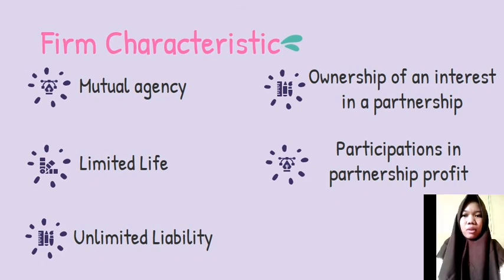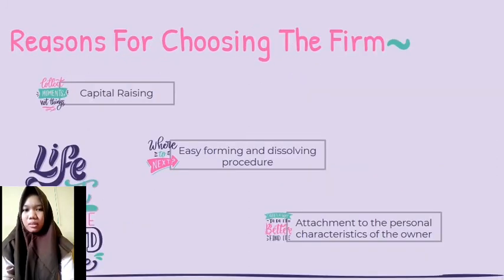Next, ownership of an interest in a partnership. Even though the firm is an association of partners, and of course the personal characteristics of the partners will be attached to the firm, all the assets invested by the partners have become common property and no longer private property. Last, participation in partnership profit. By joining a firm, the partners are also entitled to receive or participate in the profit sharing of the firm.